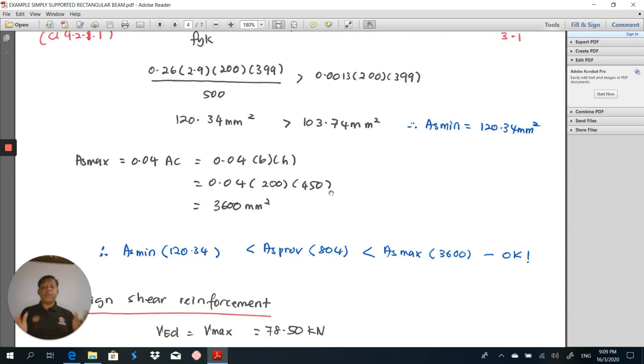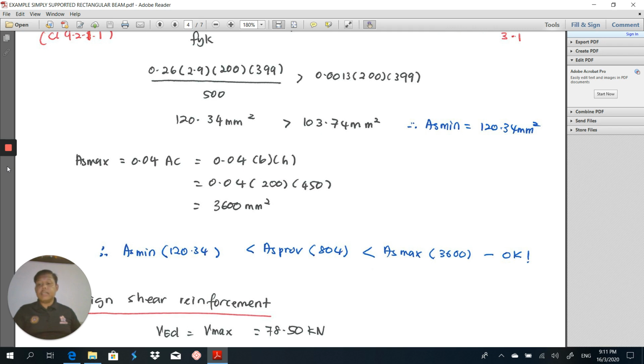Here, I'm going to share with you what happens if your As provided is bigger than As maximum. It means the section capacity is insufficient. Therefore, the load that you apply to the beam is bigger than what the section can cater for. So what you have to do is redesign the section by providing extra size, which means you have to increase the size, either the bw or the height, in order for you to increase the As maximum here. So in this case, you have to redesign the section.